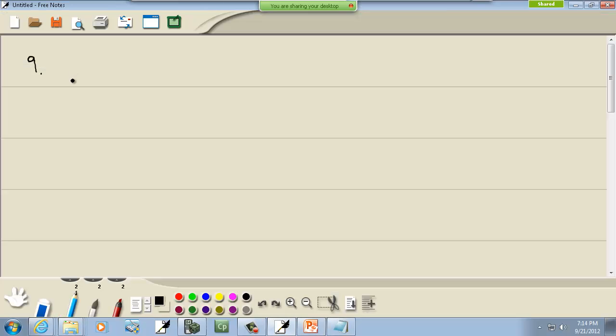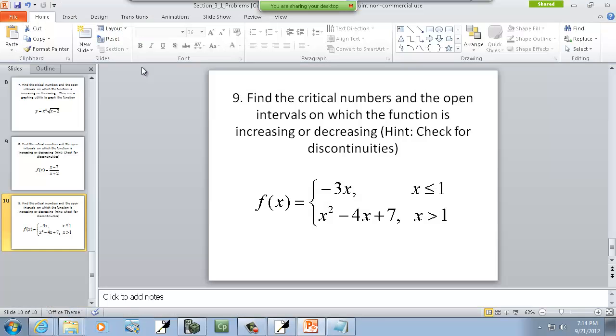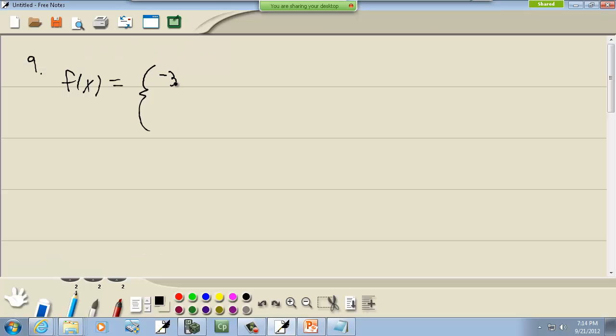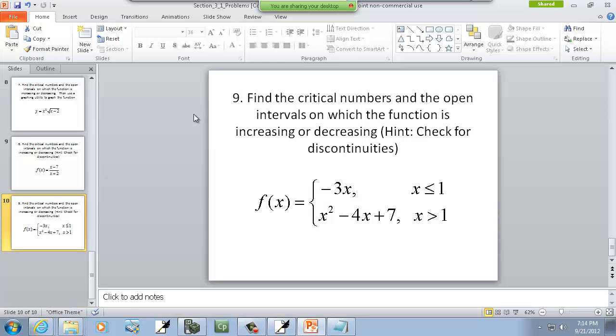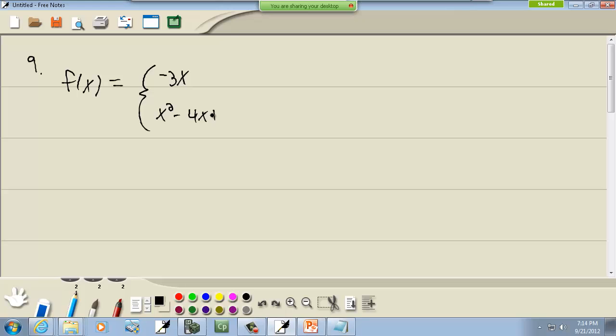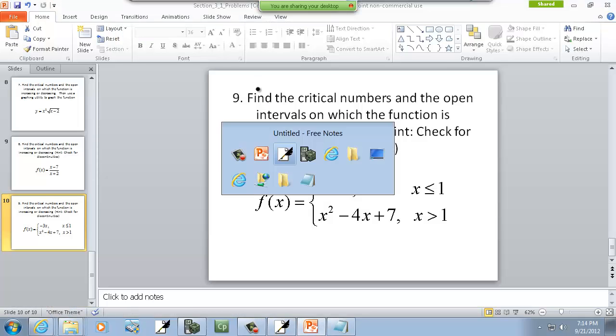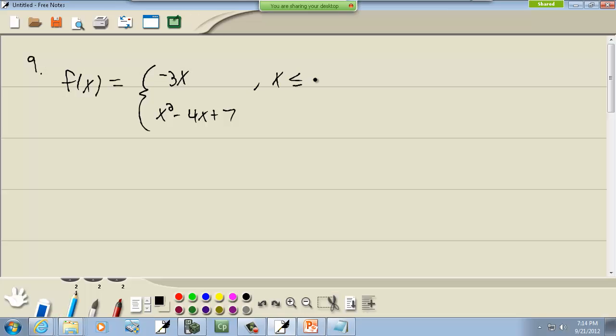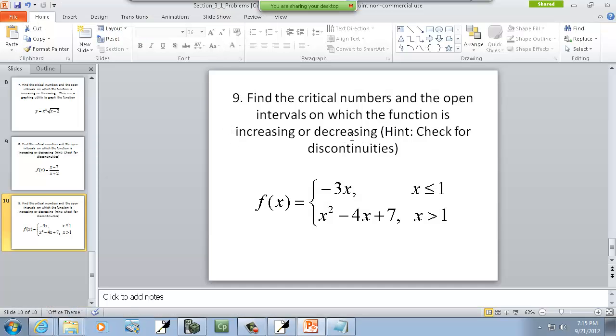Okay, so this one we got f of x is equal to negative 3x when x is less than or equal to 1, and x squared minus 4x plus 7 when x is greater than 1. Remember when we talked about discontinuities before? They give you the hint here. They say check for discontinuities.